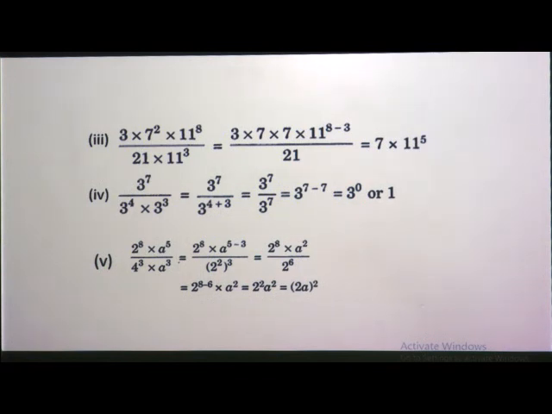Now, we will have another example here, with powers as well as numerators and variables: 2 raised to the power of 8 into a raised to the power of 5. Here we are having a variable a, upon 4 raised to the power of 3 into a raised to the power of 3. Now, you can see here we have the same base.